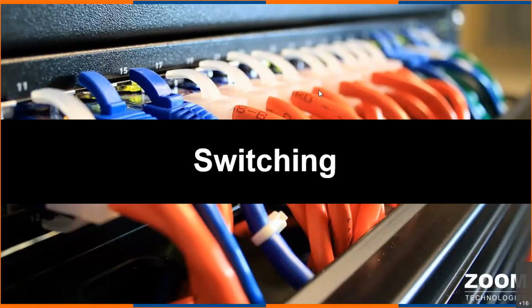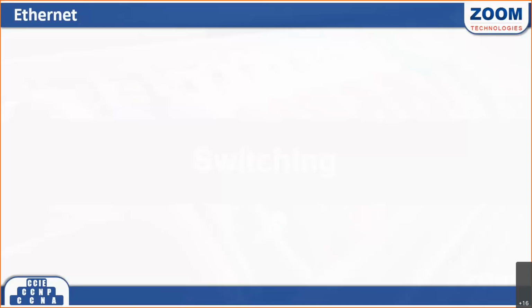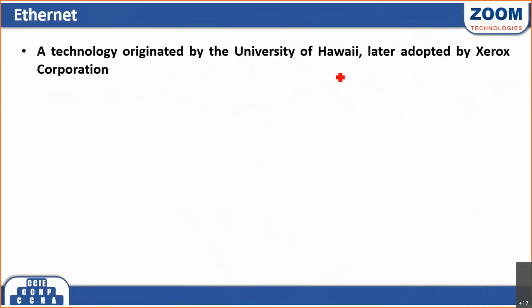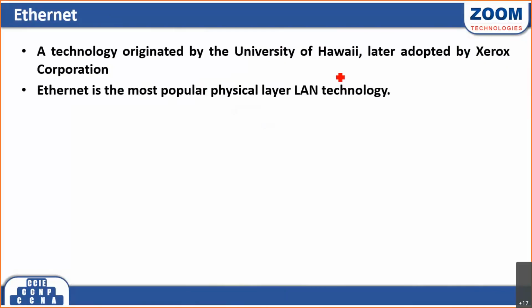So from today, let me start with LAN technologies, switching. In LAN technologies, the most popular physical layer LAN technology is Ethernet. So a small introduction of Ethernet. The technology originated at the University of Hawaii. Later, Xerox Corporation adopted it. Ethernet is the most popular physical layer LAN technology.